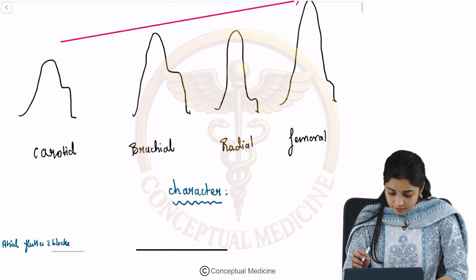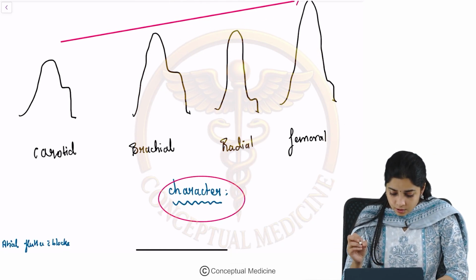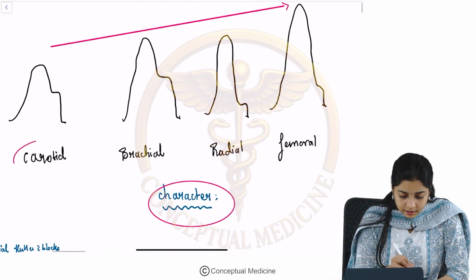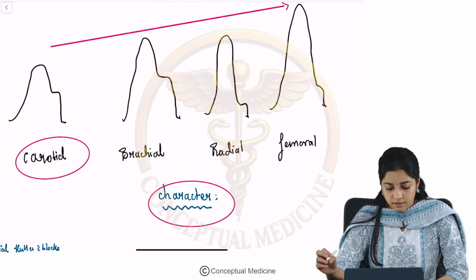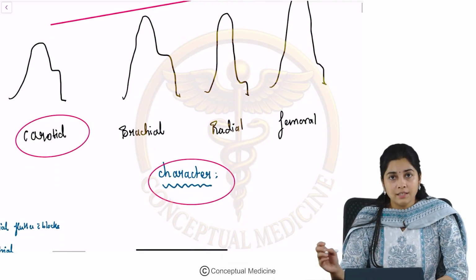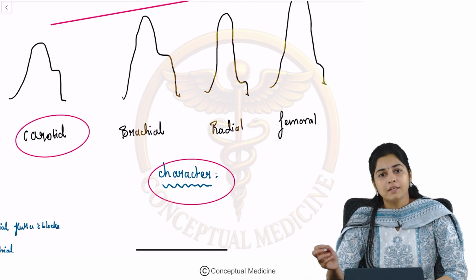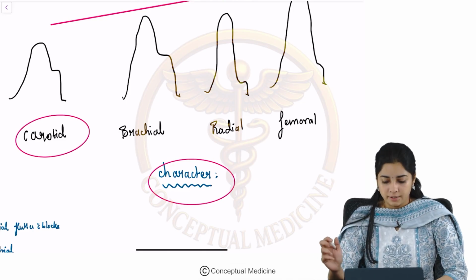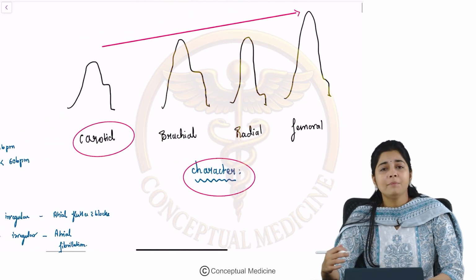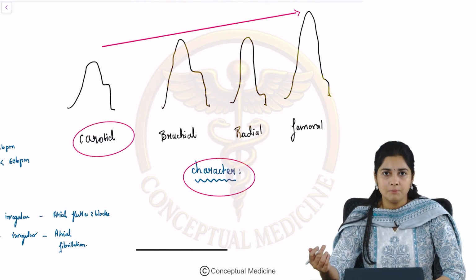So don't you think that the character of a pulse will be best appreciated in the carotid artery? So this is an easier way to remember it. It is C for C. The character of the pulse is best appreciated in the carotid artery. We will be looking at the various other characters as we move on.